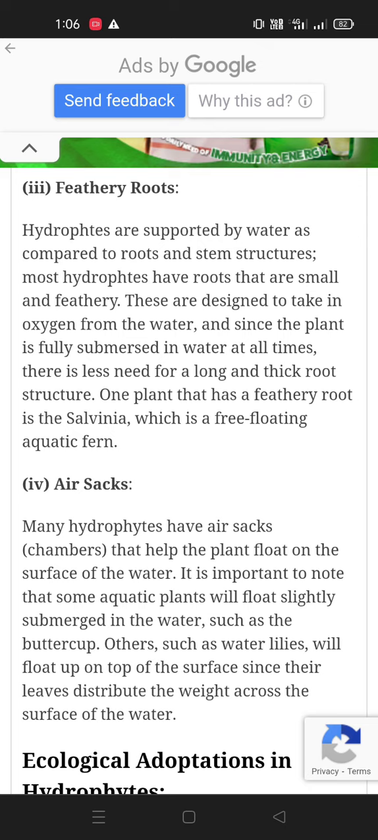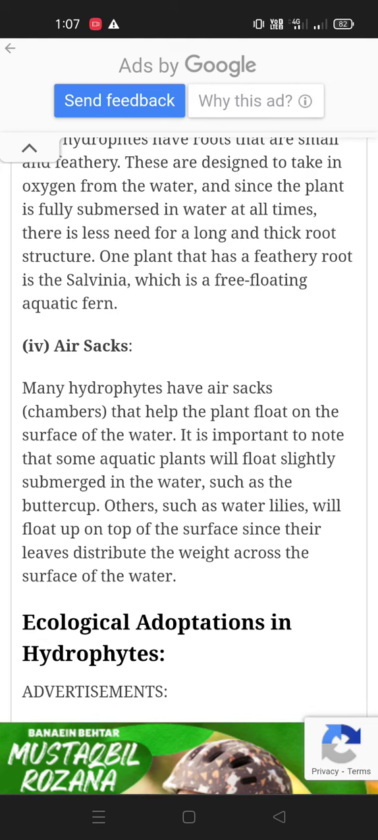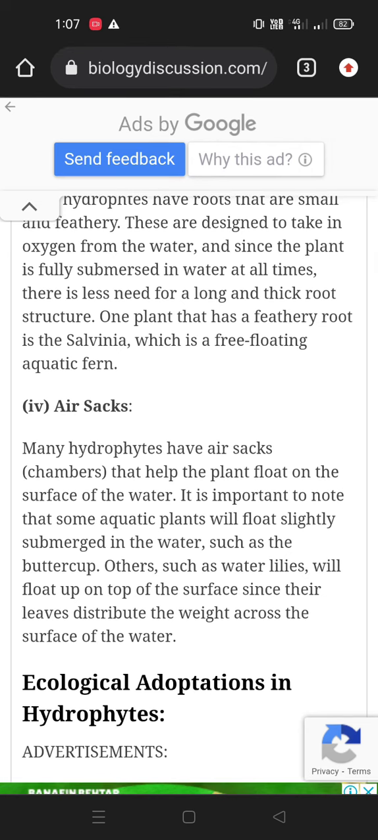You can see the feathery roots. Hydrophytes are supported by water as compared to roots and stem structures. Most hydrophytes have roots that are small and feathery. These are designed to take in oxygen from the water, and since the plant is fully submerged in water at all times, there is less need for a long and thick root structure. One plant that has feathery roots is Salvinia, which is a free-floating aquatic fern. You can see air sacs also present in some plants. Others such as water lilies will float up to the surface, since their leaves distribute the weight across the surface of the water.